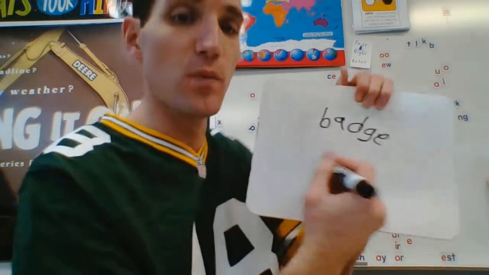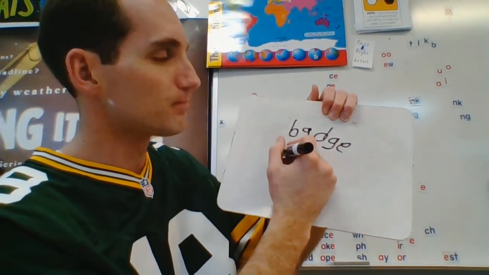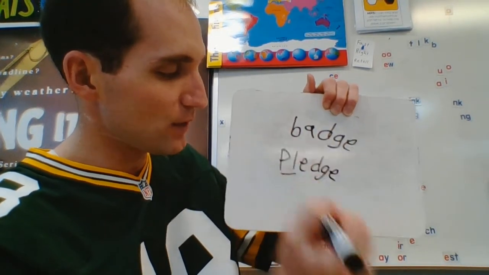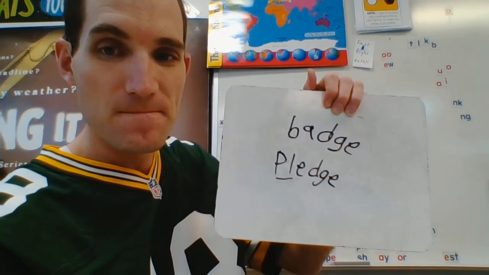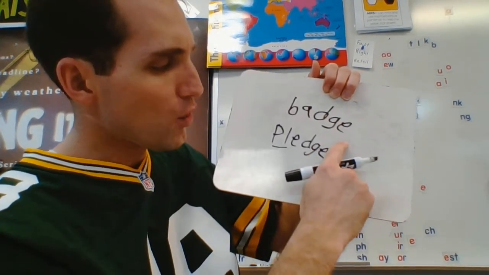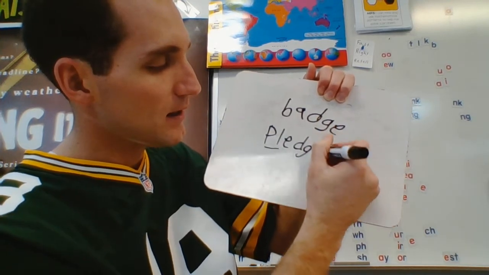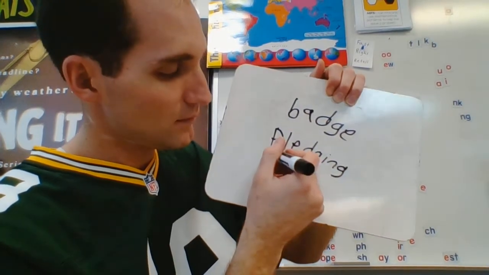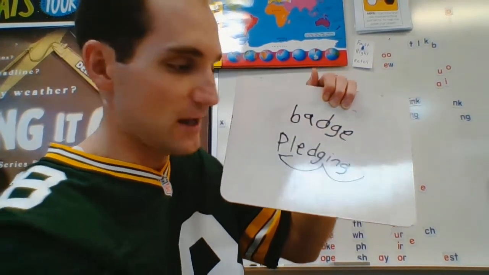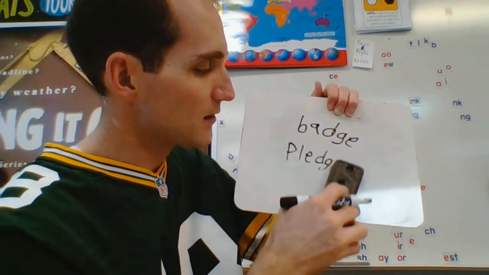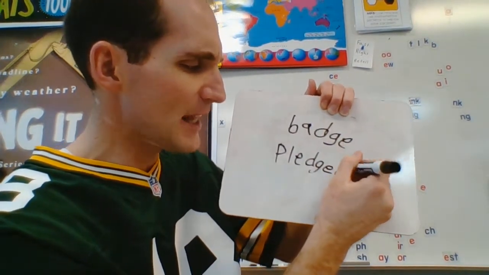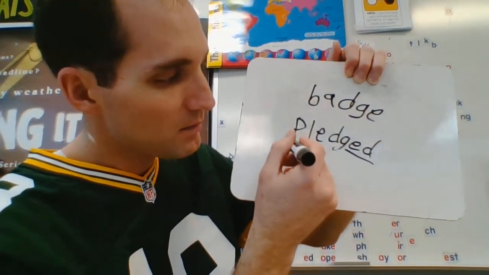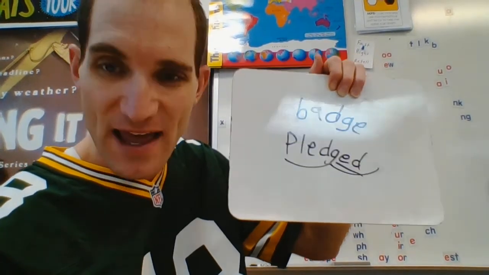Let's see if you can read a few more words that I put up here. How about this one? Think about it. Blend those two together. That's right, it's pledge. What if I change it into this? Pledging, that's right. Now, what if I kept the E and added a D? Pledged. Pledged.